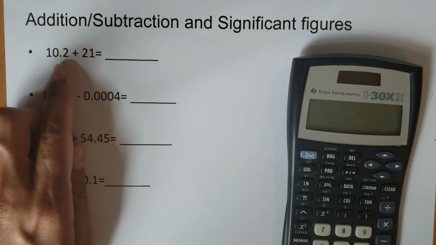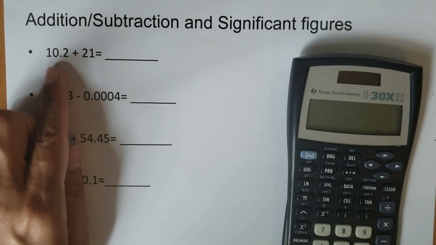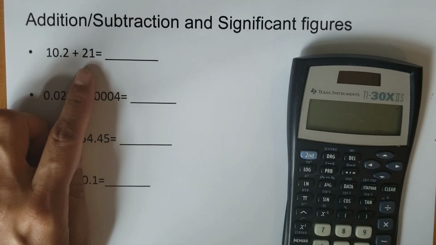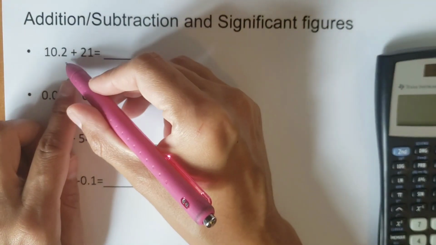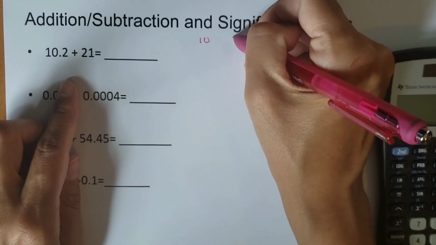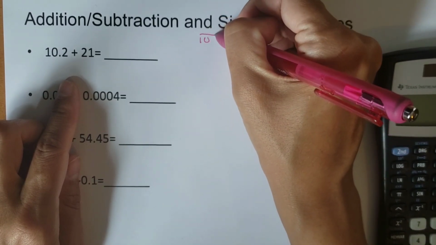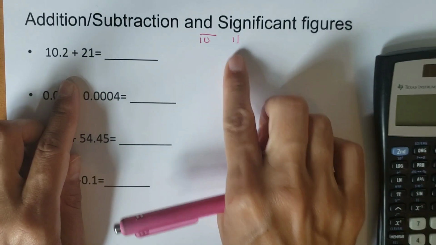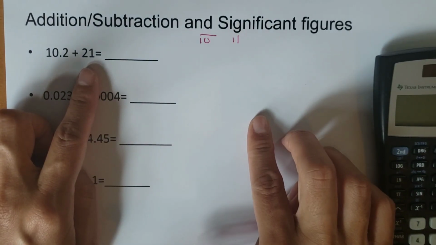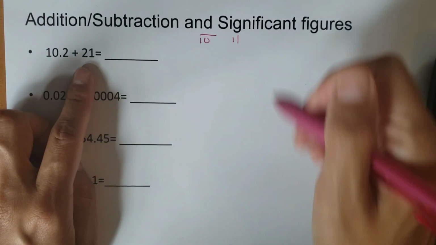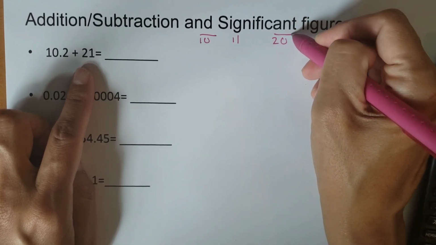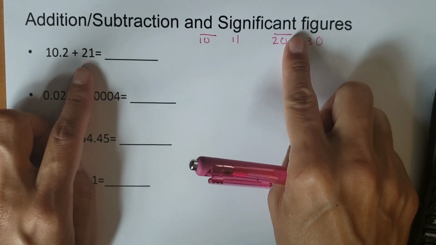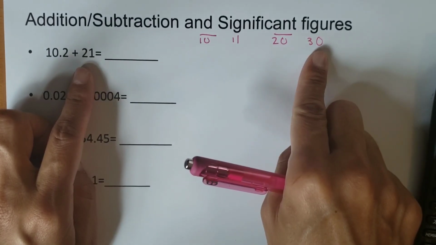When we look at this first operation, what we can notice is 10.2 is a better instrument than an instrument that can only read 21. An instrument that can read 10.2 has the ones place marked, and the measurement is estimated to be between the 10 and the 11. Whereas the next instrument used, that gives a value of 21, has only the tens measured, and the 1 is the estimate. So we're estimating that the measurement is falling somewhere between 20 and 30.